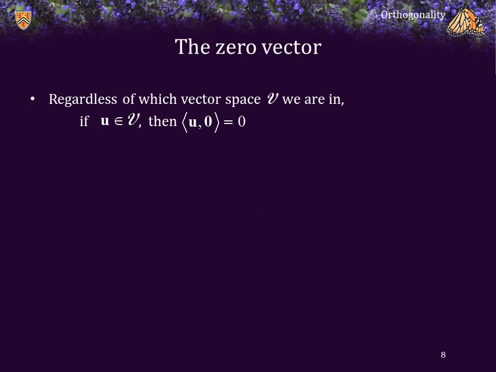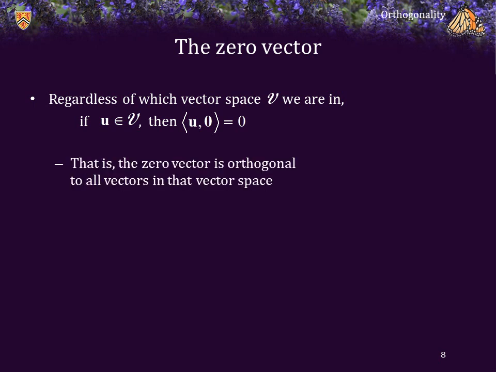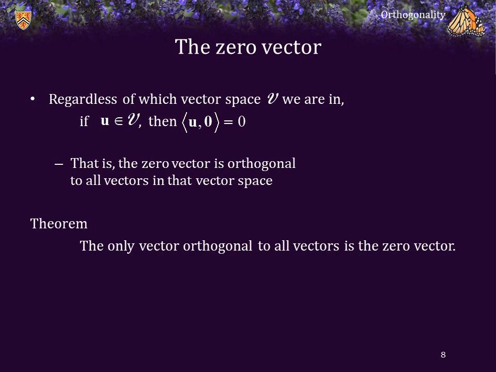Now here's one interesting property about the 0 vector. Regardless of which vector space V we are in, if u is an element of V, the inner product of u and the 0 vector is equal to 0. That is, the 0 vector is orthogonal to all vectors in a vector space. In other words, the 0 vector contains no information about any vector in that vector space. Theorem. The only vector orthogonal to all vectors in a vector space is the 0 vector.